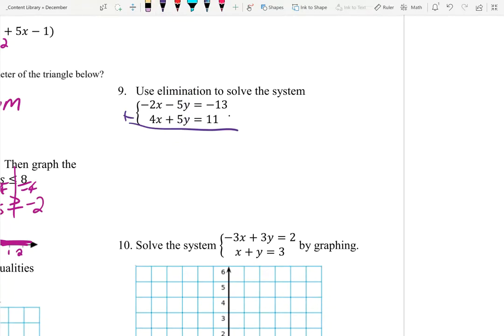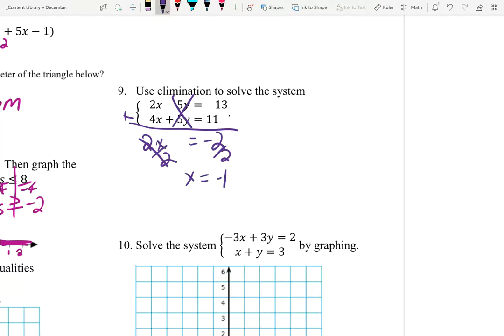So this is what we do. We're going to add them up. So negative 2x plus 4x is going to be positive 2x. Negative 5y plus 5y is 0y, so it's going to disappear. And negative 13 plus 11 is negative 2. So divide by 2, we have x equal to negative 1.